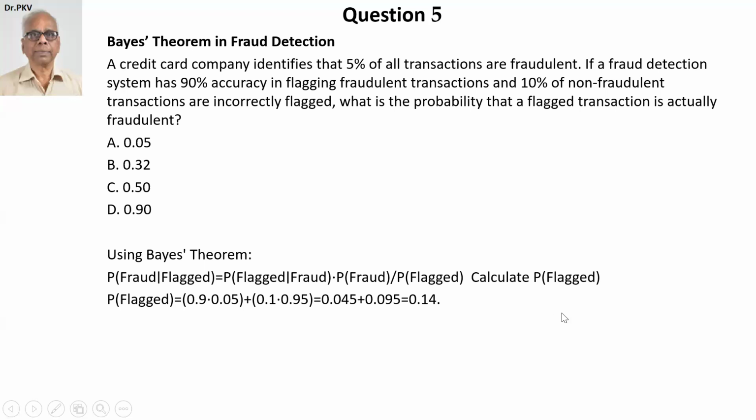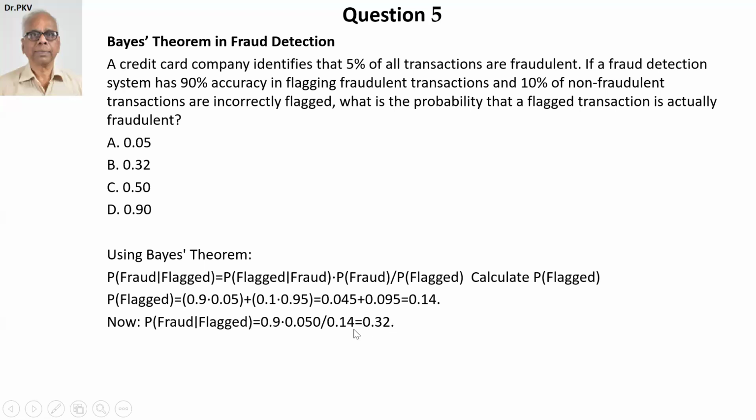Now, let's come to the numerator. The probability of fraud given flagged is equal to the probability of flagged given fraud, which is 0.9, into the probability of fraud, which is 0.05. Okay? That part, denominator 0.14 must be retained. This is the expression. When I simplify, it is 0.32.